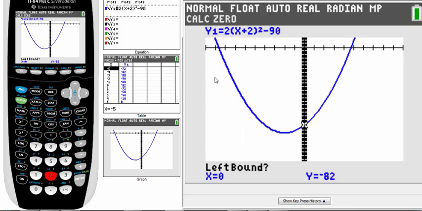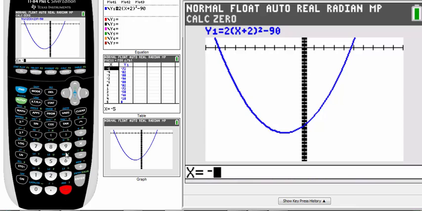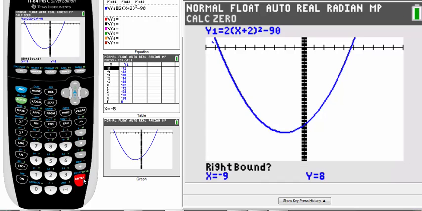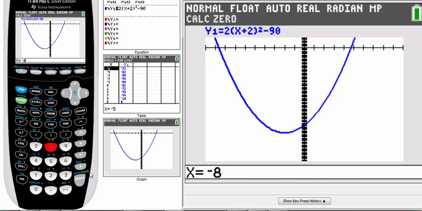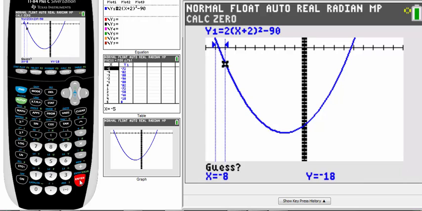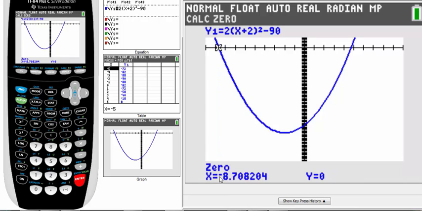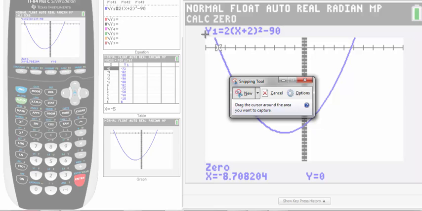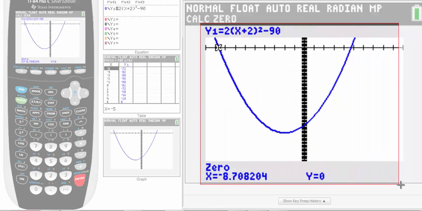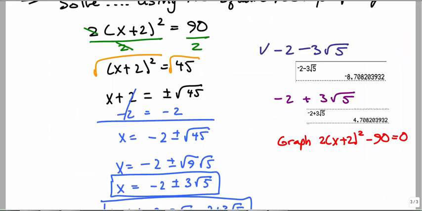And it says left bound, so I'd arrow over. I could either arrow over, or I know from counting that to the left is a -9, so I could actually put -9 in on my keyboard and it would automatically go there. On my right, I also know that that's -8, or you could just arrow over, and that's good enough for a guess. And look at what my 0 is here. It's -8.708204, etc. So let's go ahead and compare that to what we have for our decimal approximations.